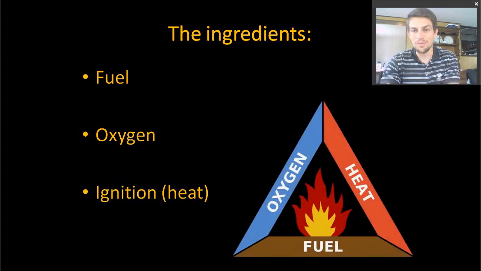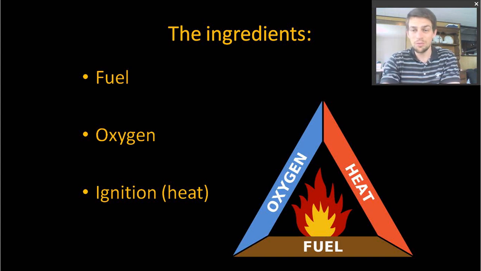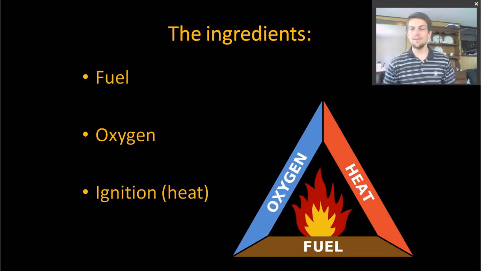And I have a nice little diagram here of the three ingredients. You have oxygen, heat, and your fuel. And you need all three of these in order for it to work. If you are missing one of these, like you might have oxygen and fuel, a nice piece of wood and plenty of oxygen in the air, but unless you have some source of heat, it's not going to burn. Or you might have the heat and the fuel, but unless there's oxygen, it won't burn. Or you might have the oxygen and the heat, but unless you have a piece of wood to burn, you're not going to get anything burning.